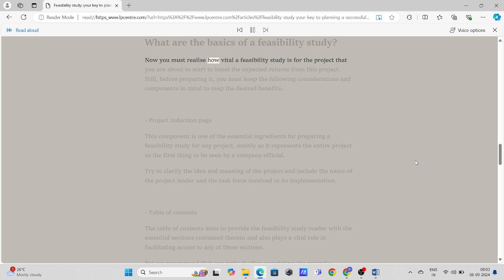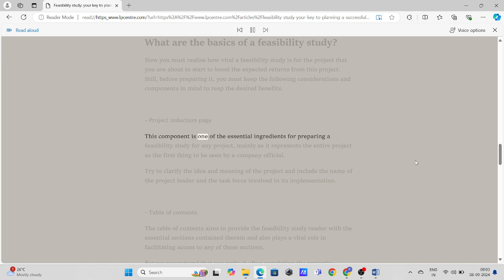What are the basics of a feasibility study? Now, you must realize how vital a feasibility study is for the project that you are about to start to boost the expected returns from this project. Still, before preparing it, you must keep the following considerations and components in mind to reap the desired benefits. Project induction page.